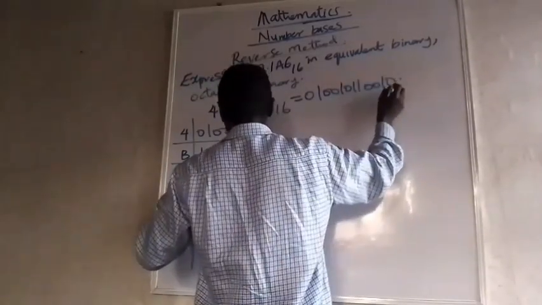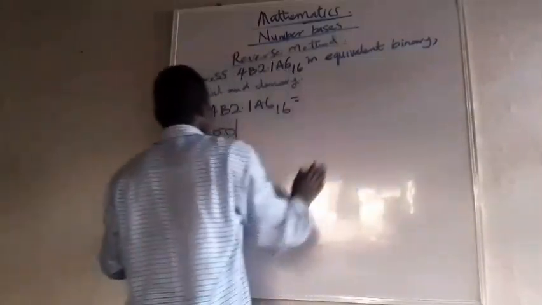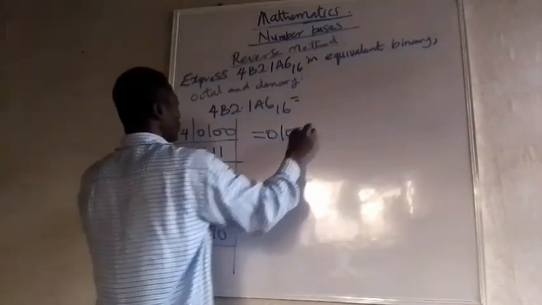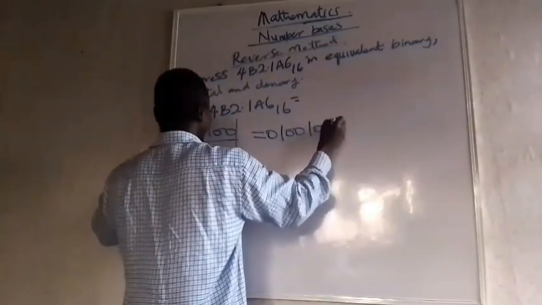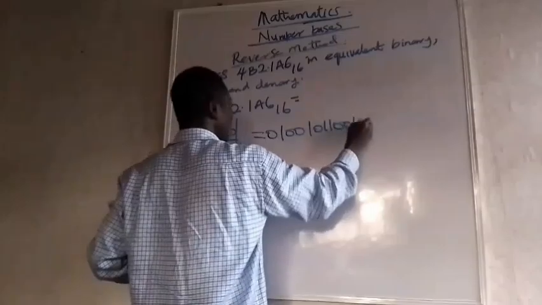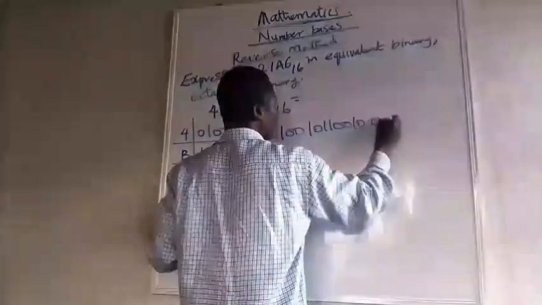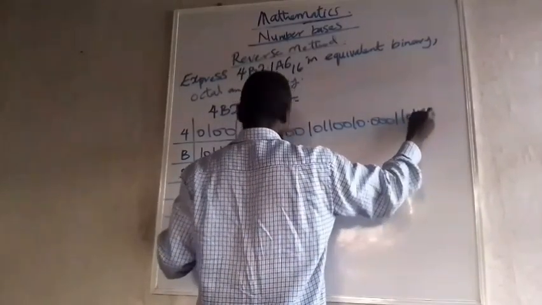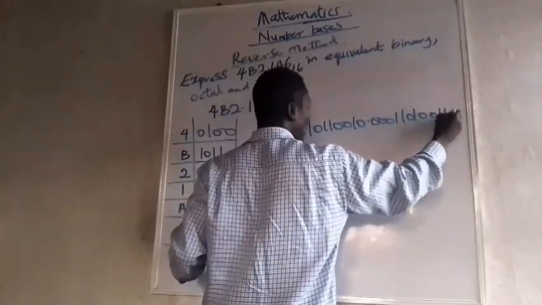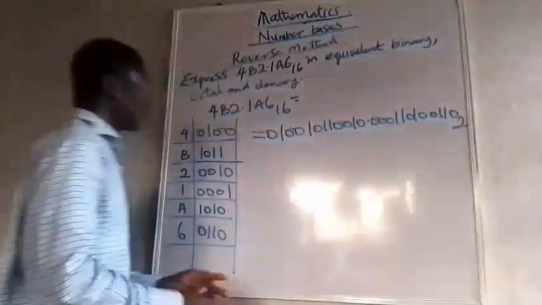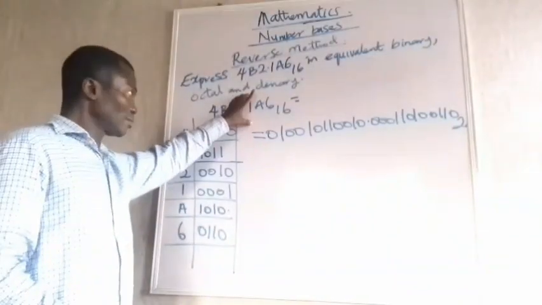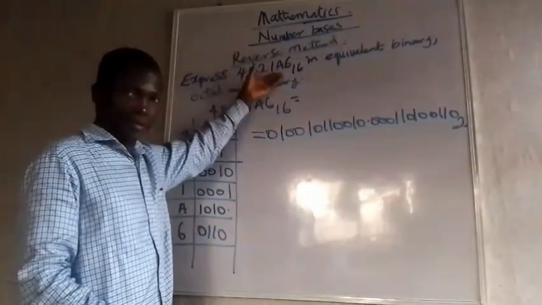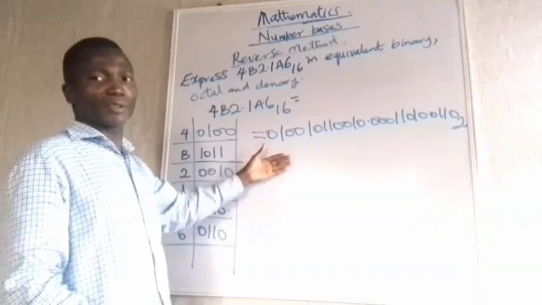Point. Okay, let me write it down here because of space. It is equal to 0, 1, 0, 0, 1, 0, 1, 1, 0, 0, 1, 0, point 0, 0, 0, 1, 1, 0, 1, 0, 0, 1, 1, 0. So you can see, it can be easily converted to base 2. And from base 2, you can easily convert it to base 8. And from base 8 now, you can convert that one straight to base 10.